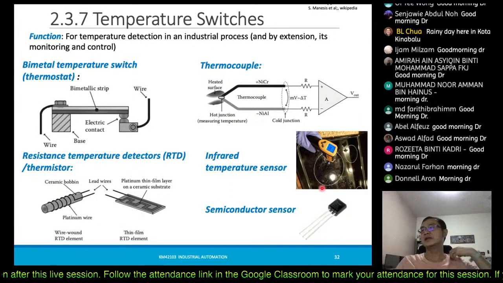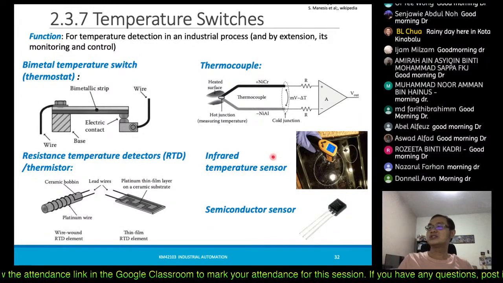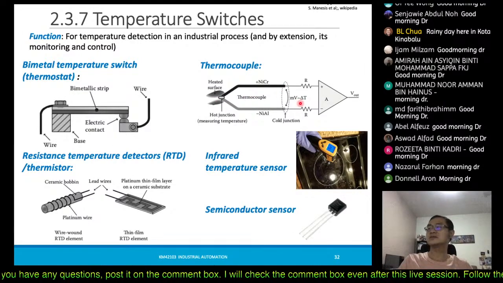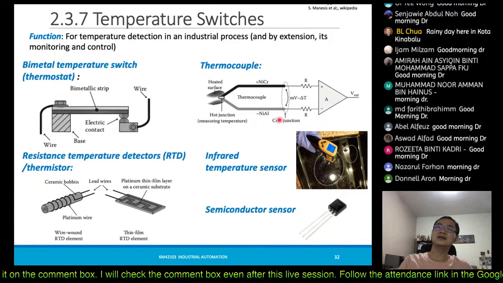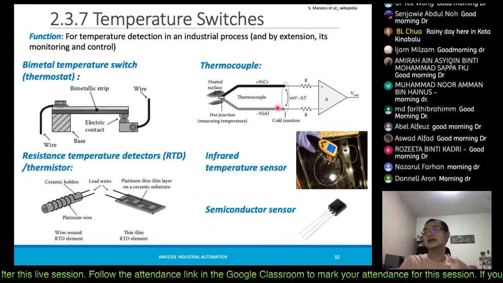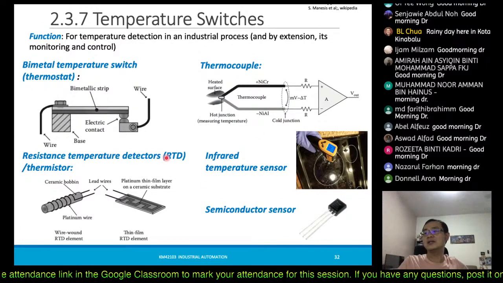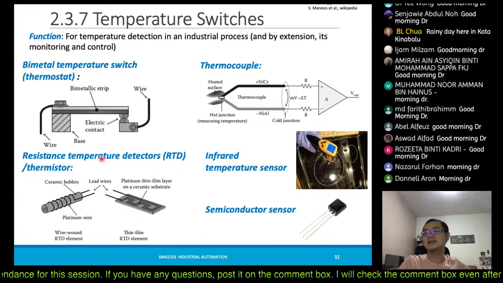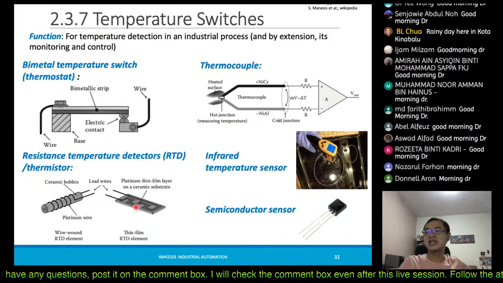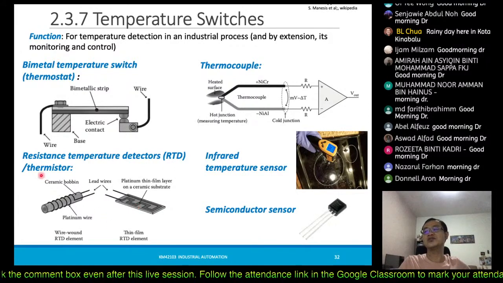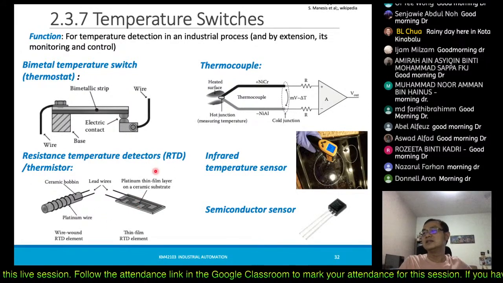fluid environment. There are also temperature switches, such as the bimetal temperature switch, which we call a thermostat, and thermocouples. This one can detect the so-called temperature signal by using two different materials, right? And also the RTD, resistance type of detector, where when the temperature changes, the resistance of the circuit or the wire changes, right? So that is the thermistor type of temperature sensor.